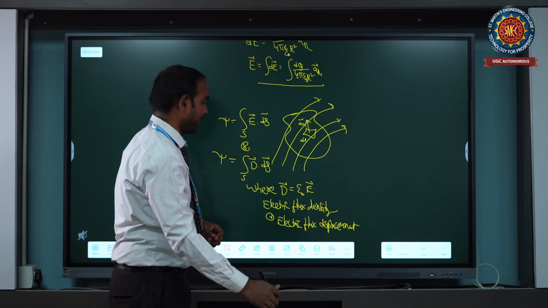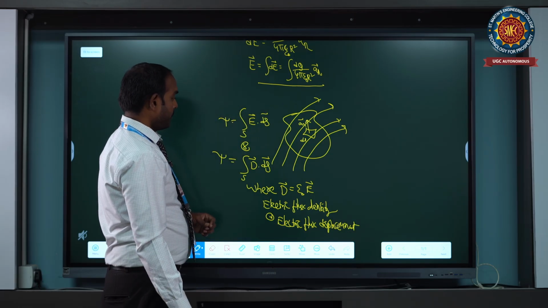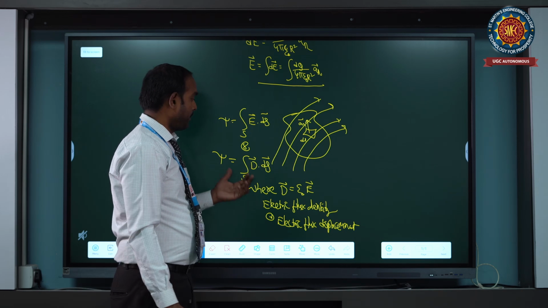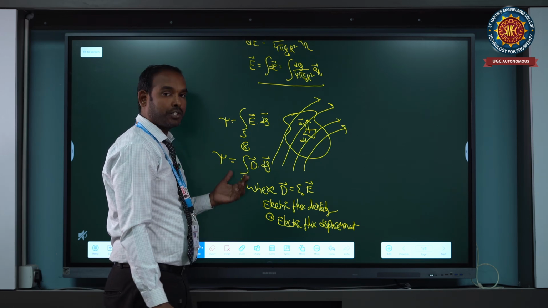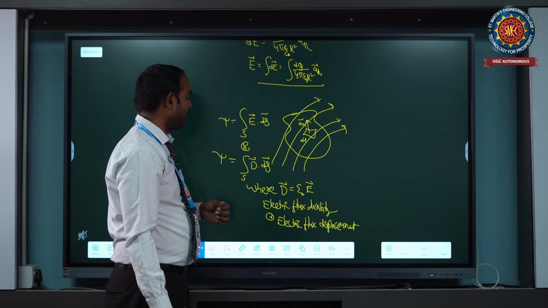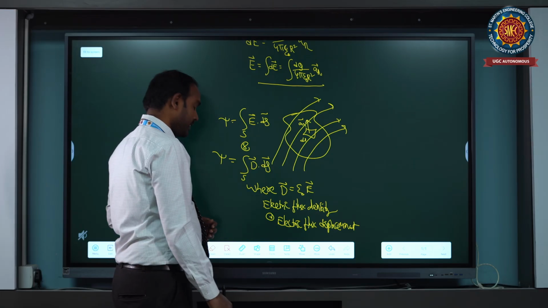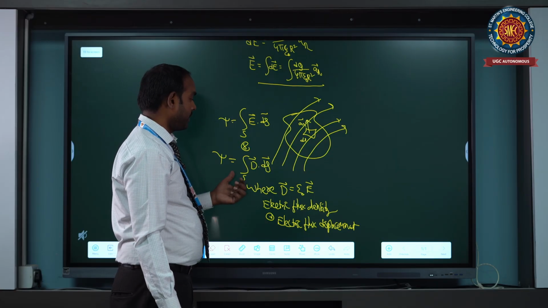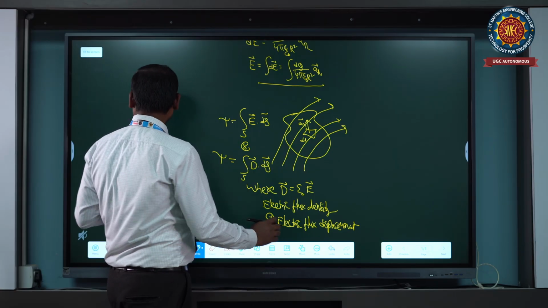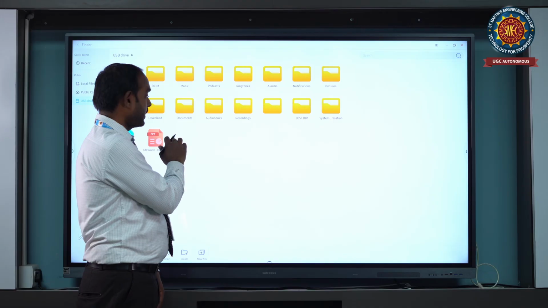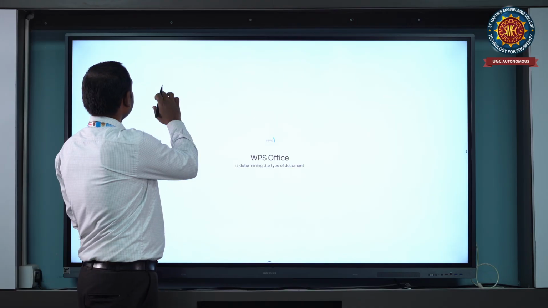Electric flux displacement. Here Gauss law is based on the generalization of Faraday's experimental law for determining the electric field. That is, it is applicable for closed surfaces. Here is the Gauss law statement.